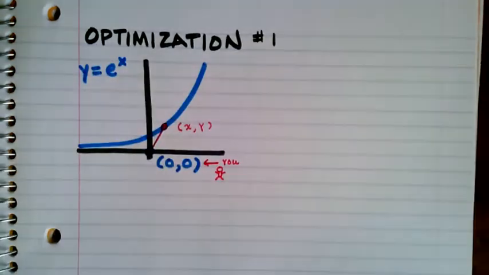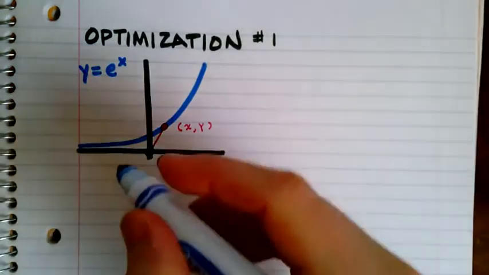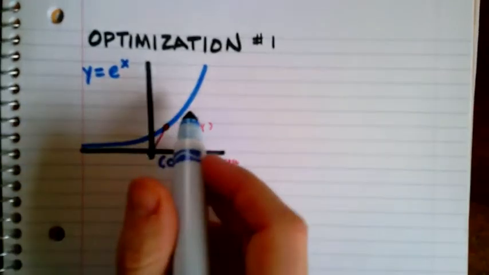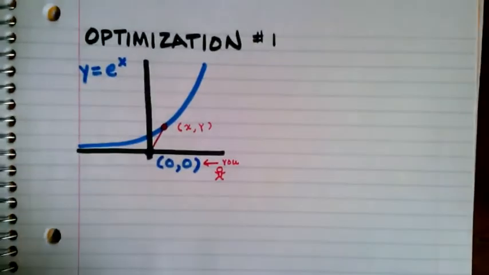Well, there's a couple different ways that you can approach this, but one of them is to build an equation for the distance from 0, 0 to any point on the road. And that's what I'm going to do.